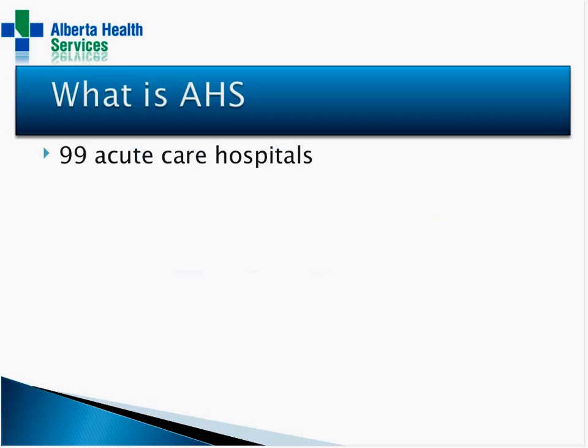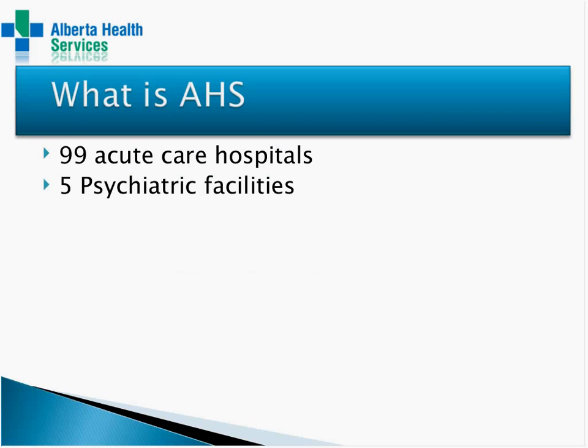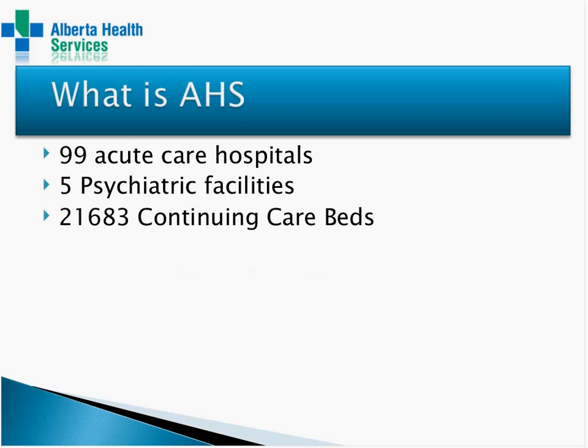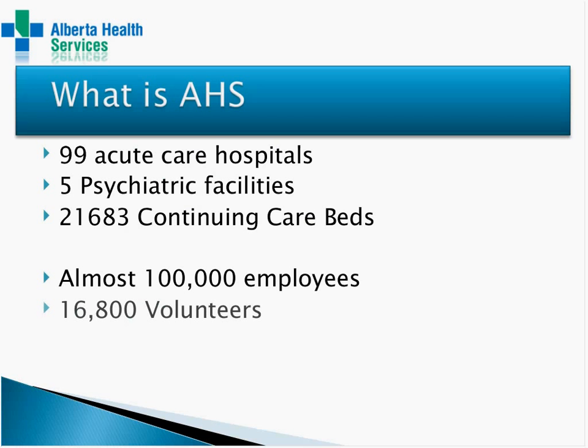AHS has 99 acute care hospitals with 8,118 beds, 5 standalone psychiatric facilities, 21,683 continuing care beds or spaces, plus equal partnership in 40 primary care networks. We also have almost 100,000 direct and indirect employees, about 16,800 volunteers, and over 8,000 physicians plus 27 honorary or associated physicians. We also have students from universities and colleges from both within and outside Alberta who receive clinical education in our facilities.